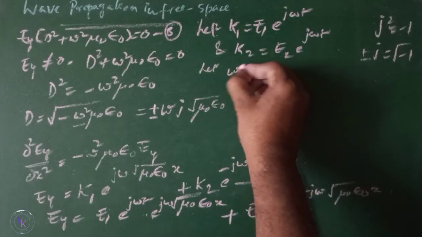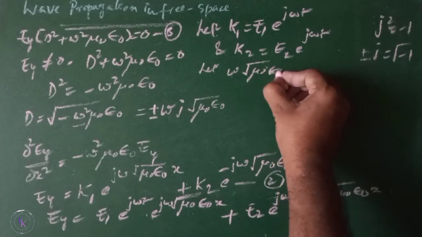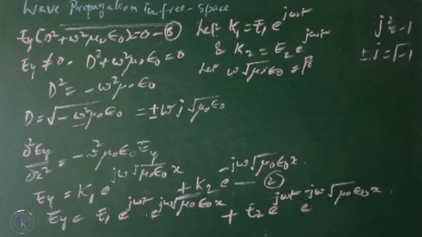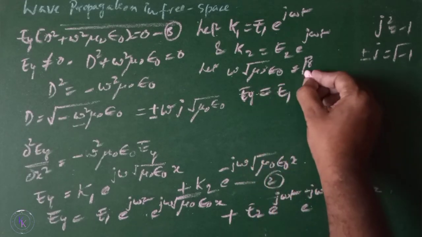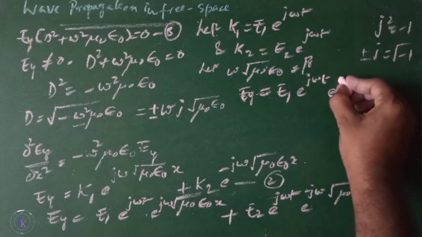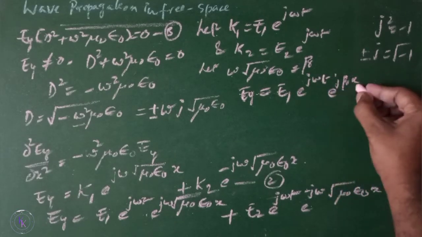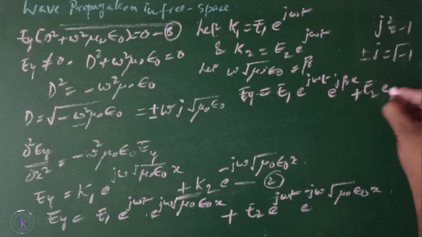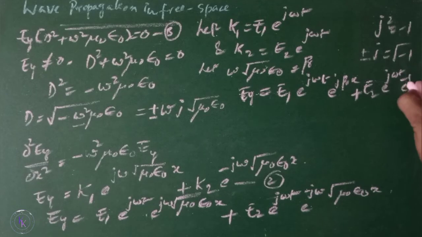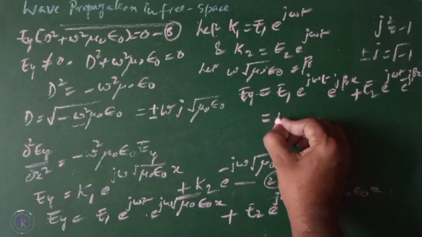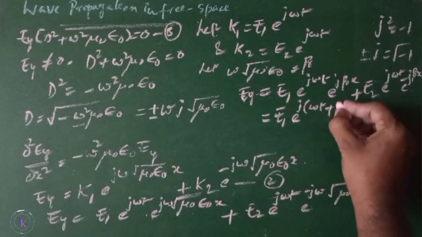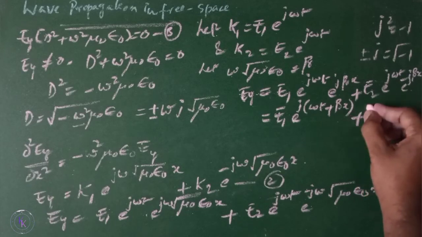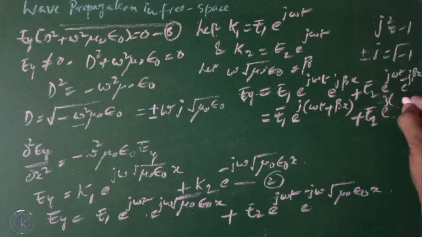Let omega square root of mu naught epsilon naught equal beta. Then we can write this equation as Ey equals E1 e to the power of j omega t e to the power of j beta x plus E2 e to the power of j omega t e to the power of minus j beta x. You can write this as E1 e to the power of j, taking j out, omega t plus beta x, plus E2 e to the power of j omega t minus beta x.